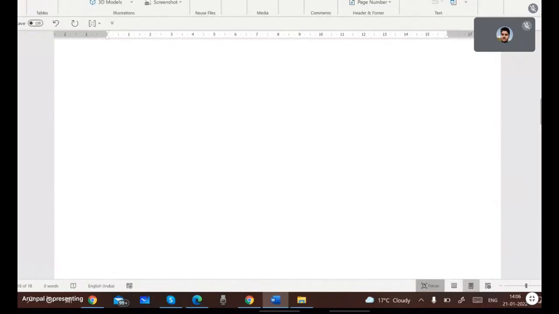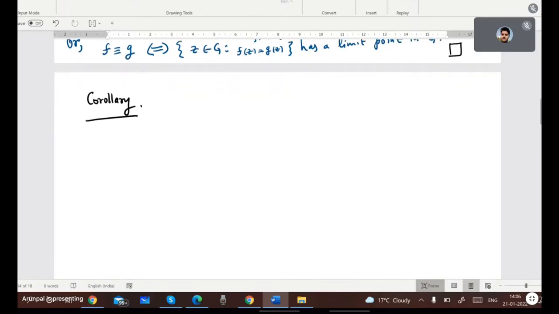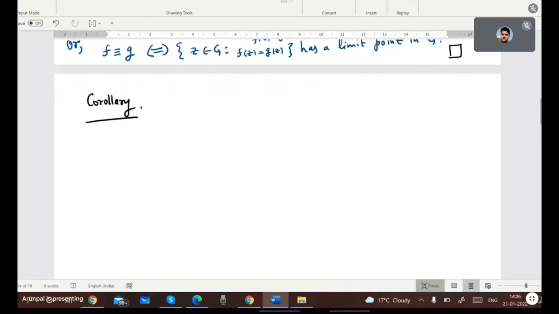Now class, another consequence. This is really very nice, class. It tells us that every zero of an analytic function has finite multiplicity. That's a very nice result. Every zero, any root you take of an analytic function will always have finite multiplicity. So this is again a corollary, again a very nice implication of the theorem. So it is the following.